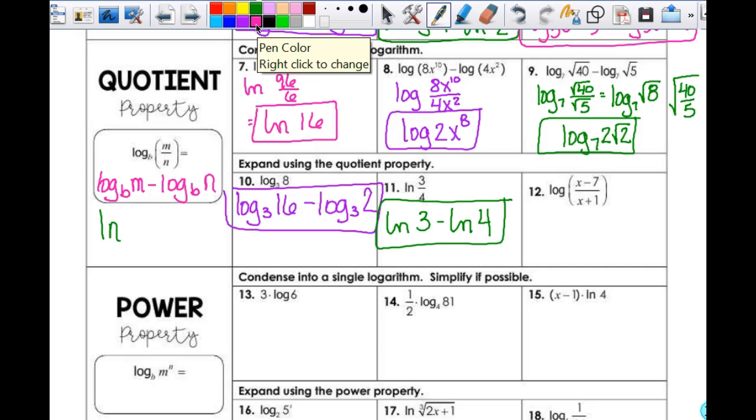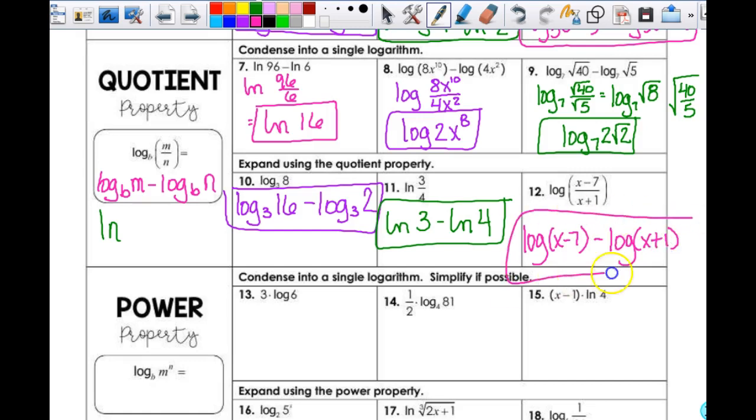All right, so then the log of, this is a quotient again, so that means I have the log of x minus 7. Parentheses are important here. Otherwise, it's going to look like the log of x, and then after all that, you subtract 7, so you have to be careful with that. And then minus the log of x plus 1. Okay, everybody good with that? Any questions at all? Awesome.